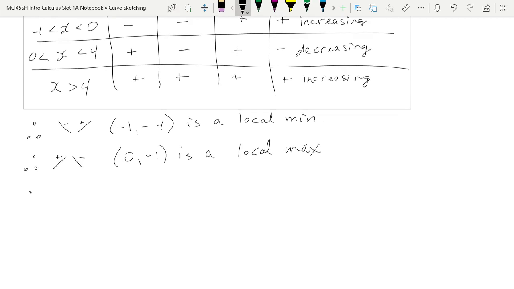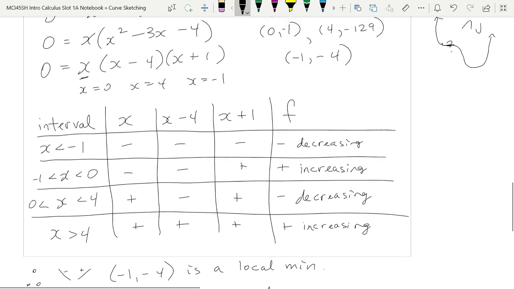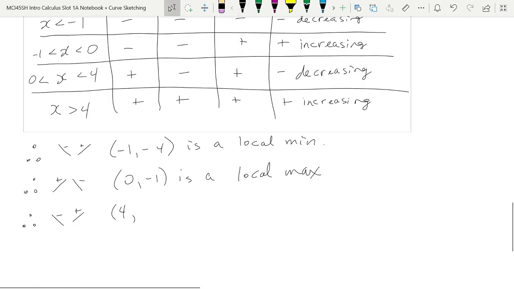And lastly, once again, when I get to the 4, I'm decreasing, going down, and then I'm going up. So the point 4, comma, -129. Now hold on a sec. -129. Now, are there any endpoints that could possibly be lower than this number? No. So I'm not going to say local max. I'm going to say an absolute max. Sorry, I meant to say minimum. Absolute minimum. Duh. How do I know it's absolute?